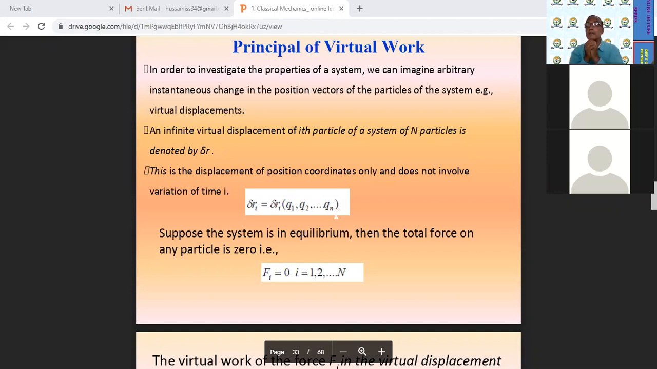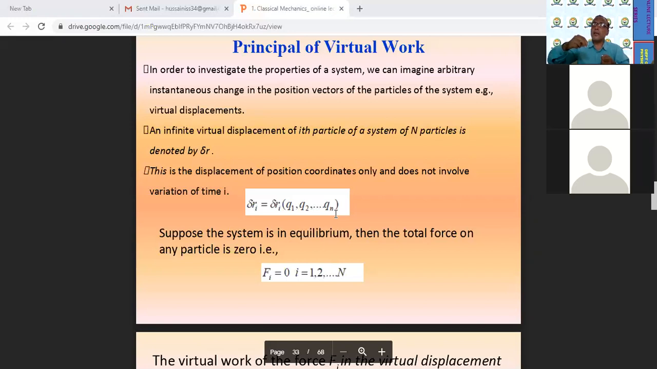Now in that case, in order to investigate the properties of a system, किसकी बनी हुई है? Large number of particles की. We can imagine an arbitrary instantaneous change in the position vector of the particle. When a single particle is moving, the position vector you are knowing. इसको बोलते position vector. Position vector is nothing but a line drawn from the center to the moving particle. So single particle is there.